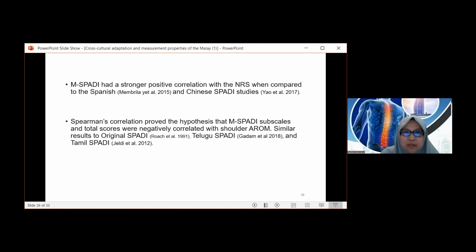M-SPADI had a stronger positive correlation with the numerical rating scale when compared to Spanish and Chinese SPADI. The different correlation strength could be due to the studies utilizing different pain scales, which were the NRS and the visual analog score.